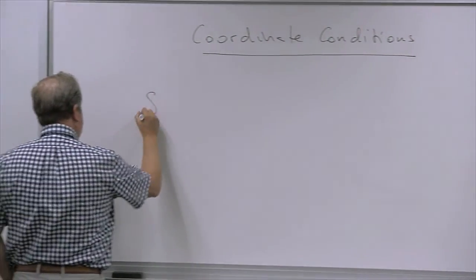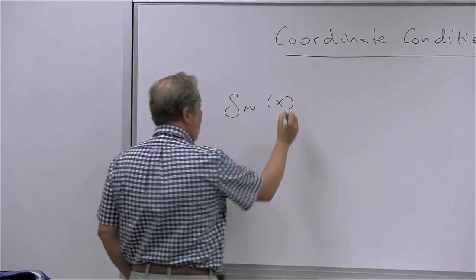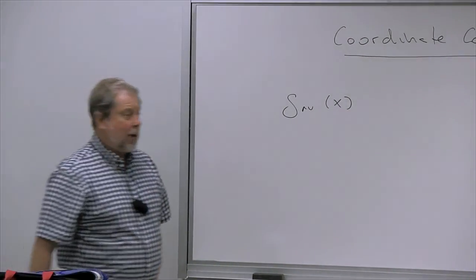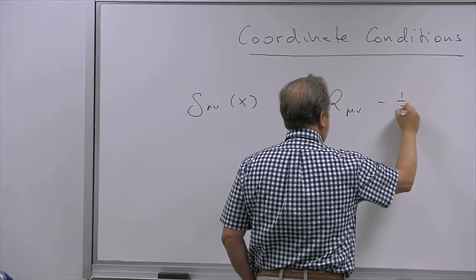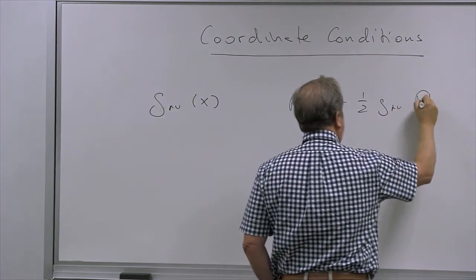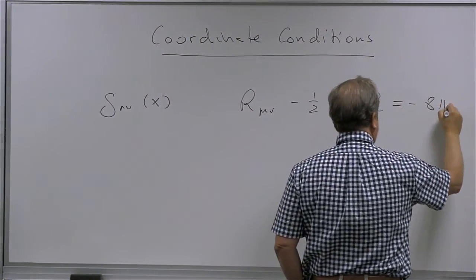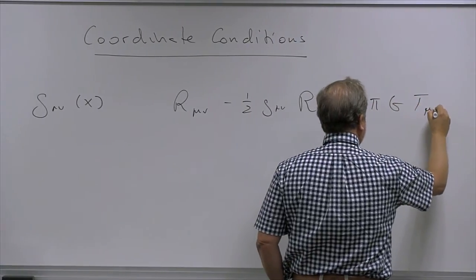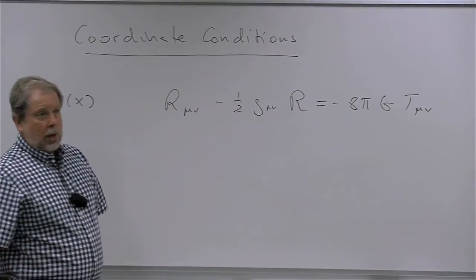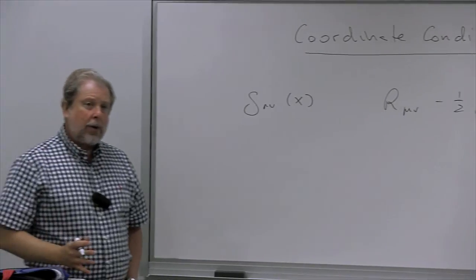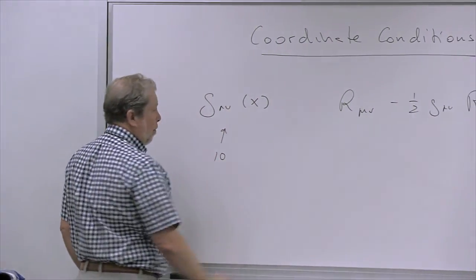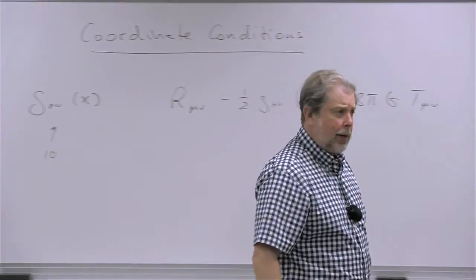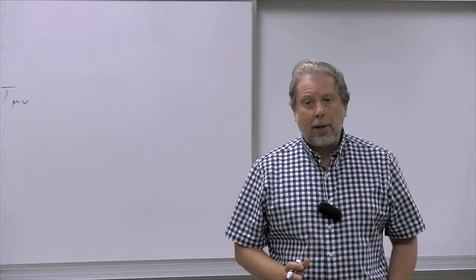Now, you remember that the theory, of course, is based on a metric, g_μν(x), and that this metric satisfies these field equations, R_μν minus 1/2 g_μν R is equal to minus 8πG times T_μν. So we can count how many degrees of freedom we have in the metric. We have 10 because it's a symmetric tensor, so there are 10 independent components.